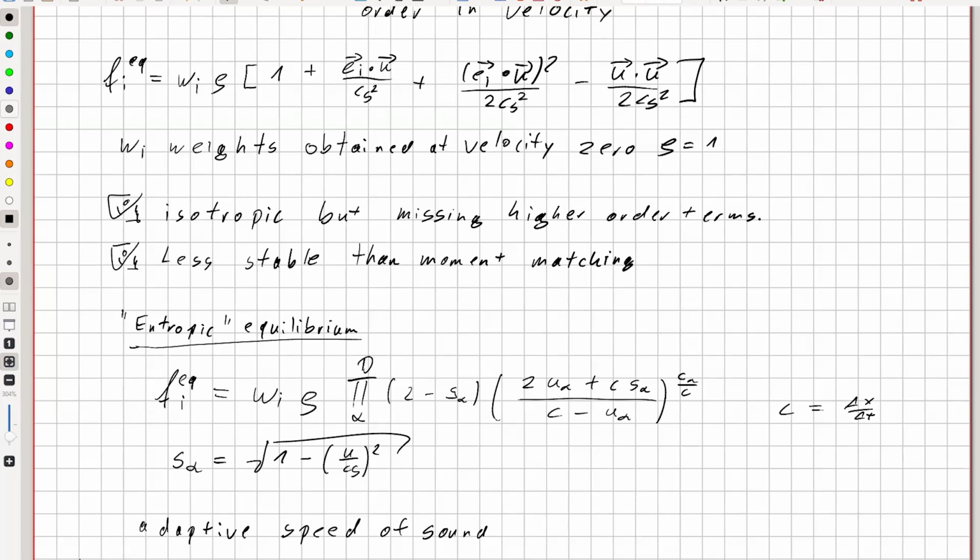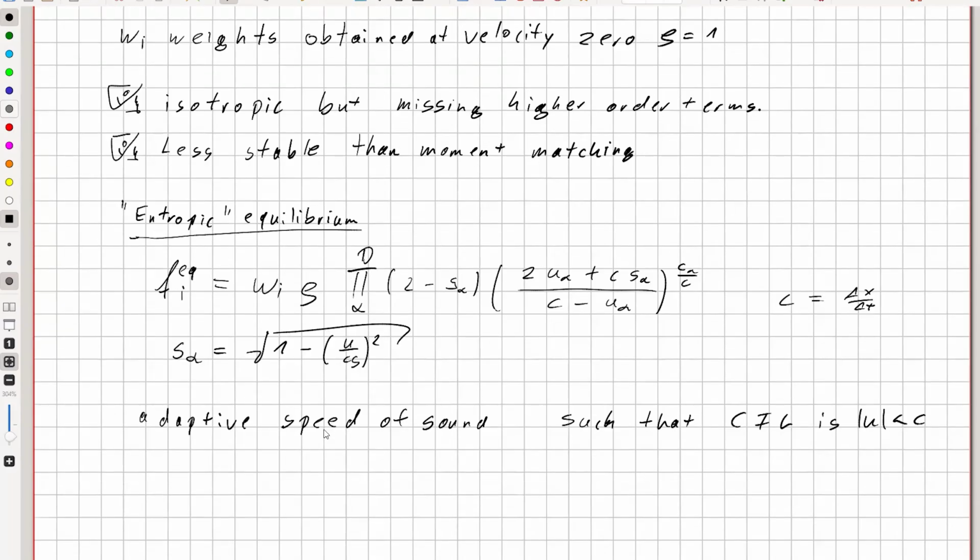So we have adaptive speed of sound, such that the CFL condition for this is just U is smaller than C, and C is dx by dt. So there's no CS in this anymore. Okay, so these were the three ways of computing equilibrium.